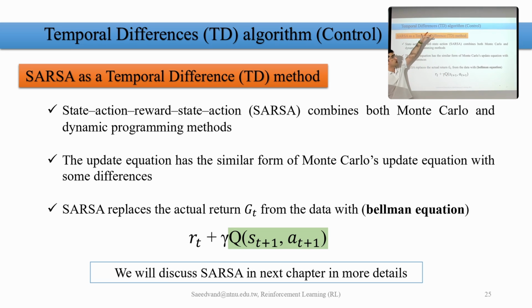Why Q? Because we are moving from prediction to control, and in control we consider the value per each action at each state. Because of that, we don't have value anymore. We have Q, and Q of the state t plus 1 and action t plus 1. So that update rule is still based on temporal differences, but this is not the whole update equation for temporal difference. It is based on the Bellman equation that we will see in detail in the next chapter. So this is just the update part.